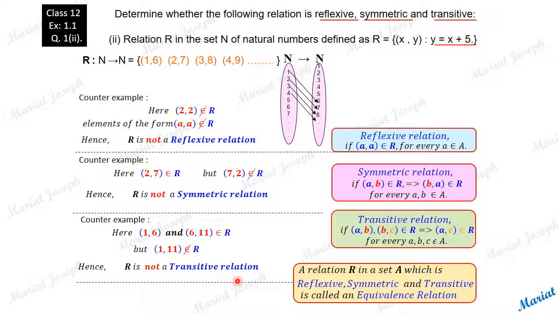A relation R in set A which is reflexive, symmetric and transitive is called an equivalence relation. Is it an equivalence relation? No, no, no. It's not reflexive. How can you call it an equivalence relation? So this given relation is not an equivalence relation.